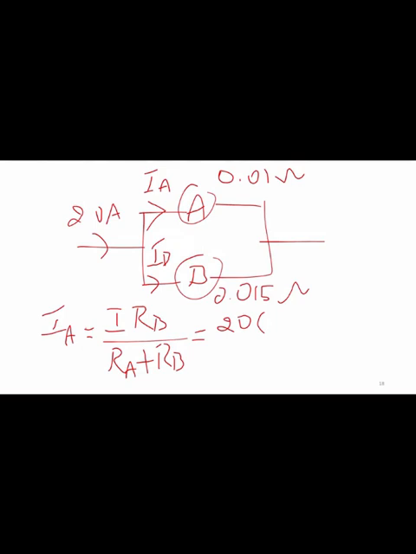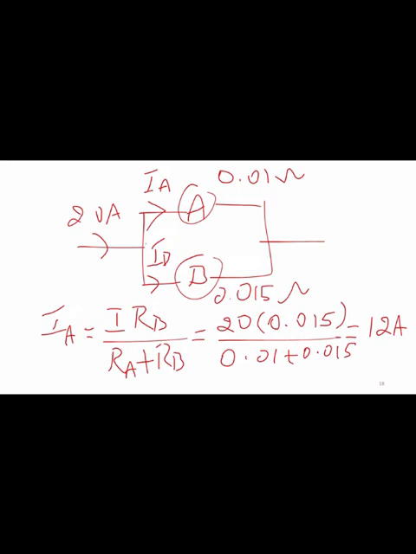Here the total current is given as 20. The resistance of ammeter B is 0.015, divided by the sum of the resistances, 0.01 plus 0.015. If we simplify that, we get the current flowing through ammeter A as around 12 amps. Then they have asked us to calculate the current flowing through ammeter B.